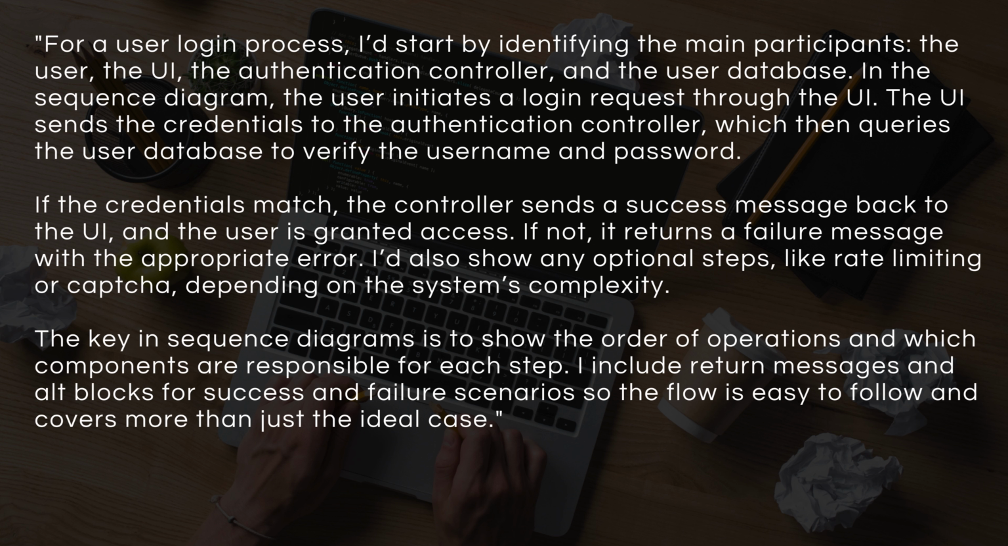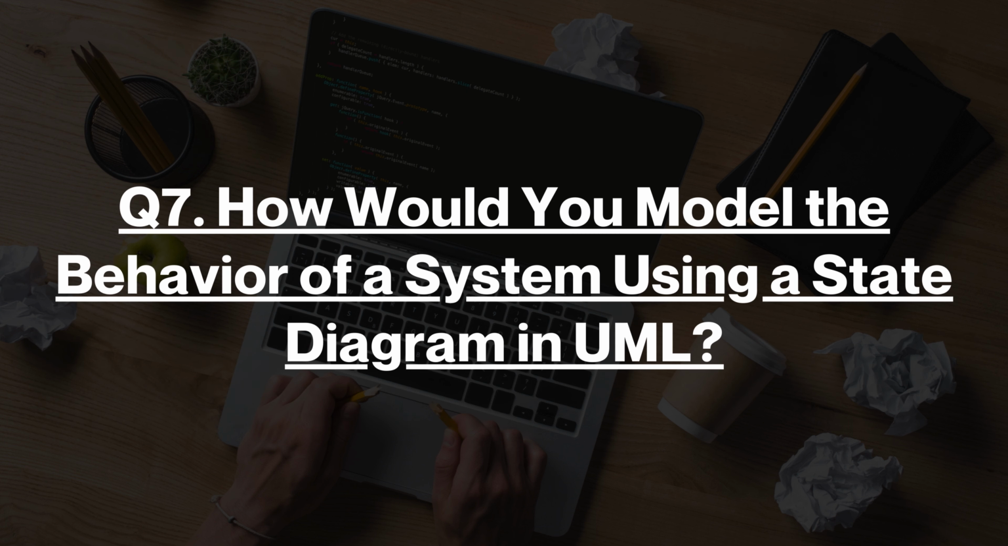The key in sequence diagrams is to show the order of operations and which components are responsible for each step. I include return messages and alt blocks for success and failure scenarios so the flow is easy to follow and covers more than just the ideal case. Question number 7. How would you model the behavior of a system using a state diagram in UML?